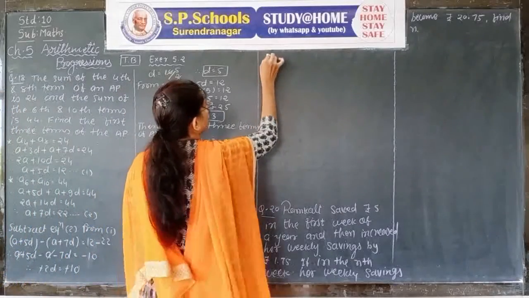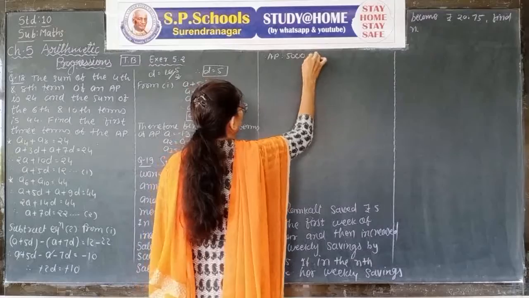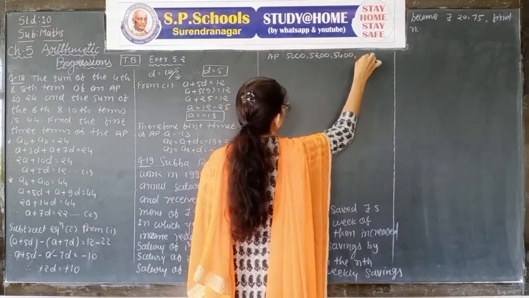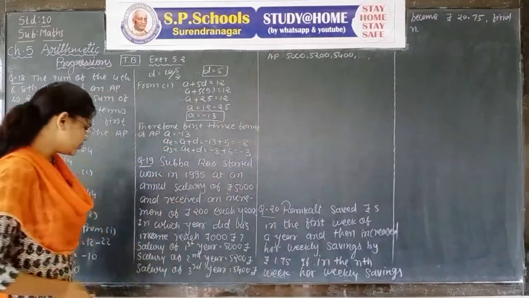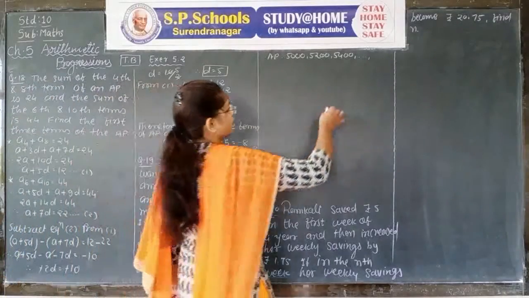Therefore, the AP is 5,000, 5,200, 5,400, and so on. The question is: in which year did his income reach rupees 7,000?